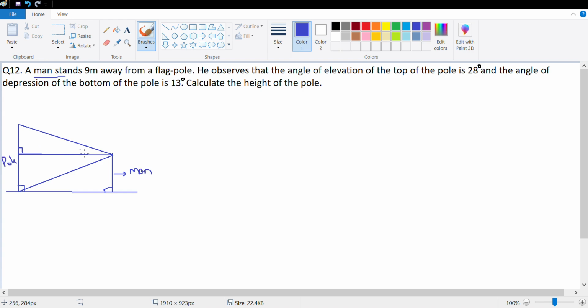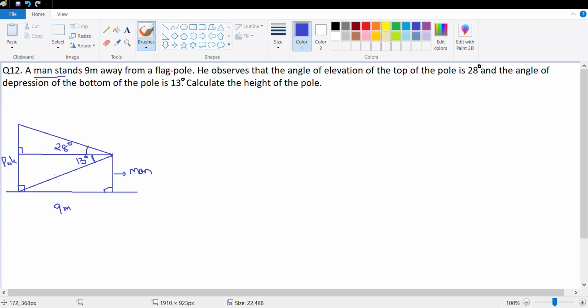The angle of elevation that he's looking at is, this is 9 meter. The angle of elevation of the top of pole is 28 degree, which means this angle is given equal to 28 degree. And then angle of depression, which means, let me remind you, the angle of depression is the angle made when you're at a height and you're looking at something below you, and the angle which your line of sight makes with the imaginary horizontal. So this angle is 13 degree.